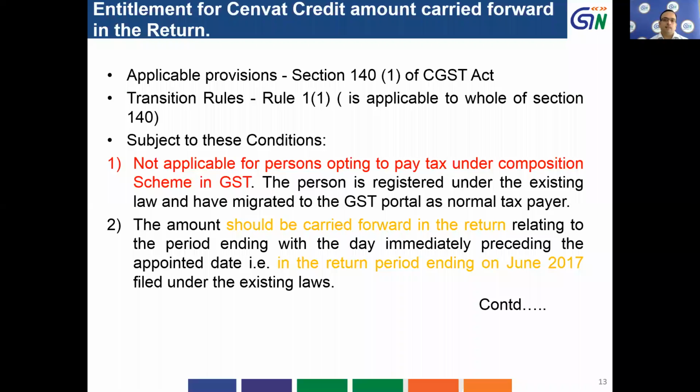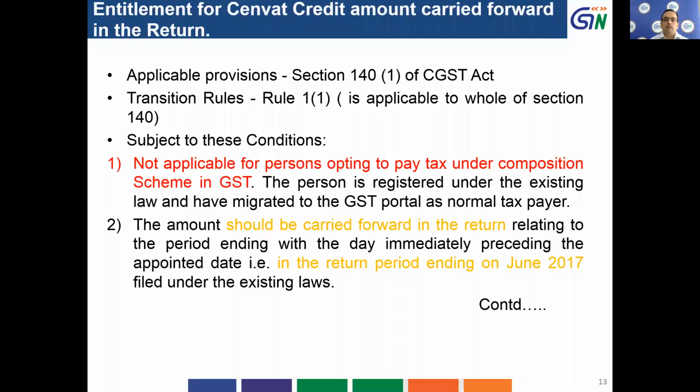So if there is a taxpayer who has shown any particular credit in his return, he is entitled to carry forward that credit into his return, but subject to the condition that the person should not opt for a composition scheme. As you know, in the composition scheme, the taxpayer is not liable to take any credit and is not liable to pass on any credit. He is liable to pay some tax. So it is not applicable to persons or taxpayers opting for the composition scheme.